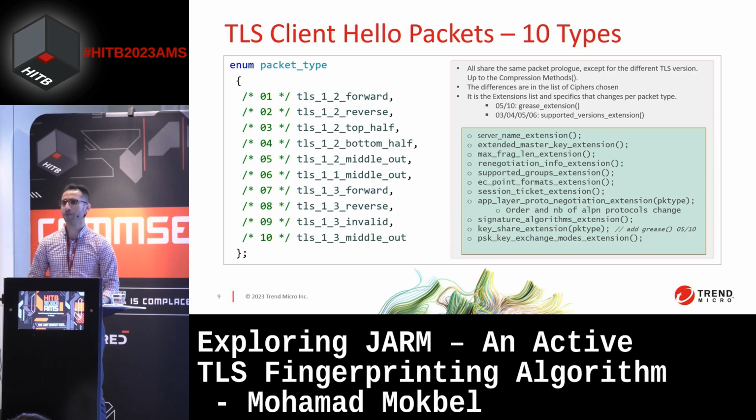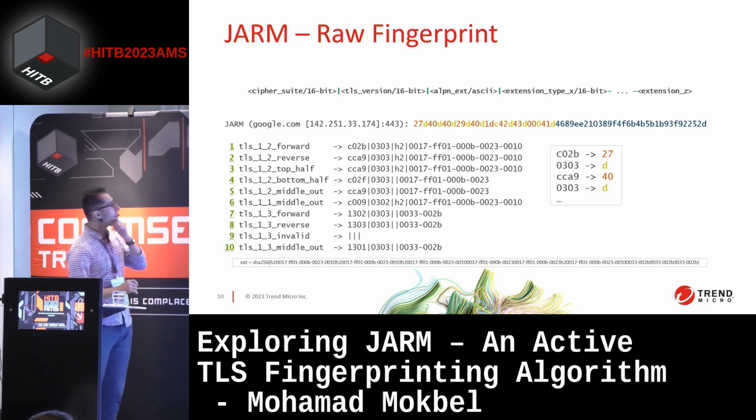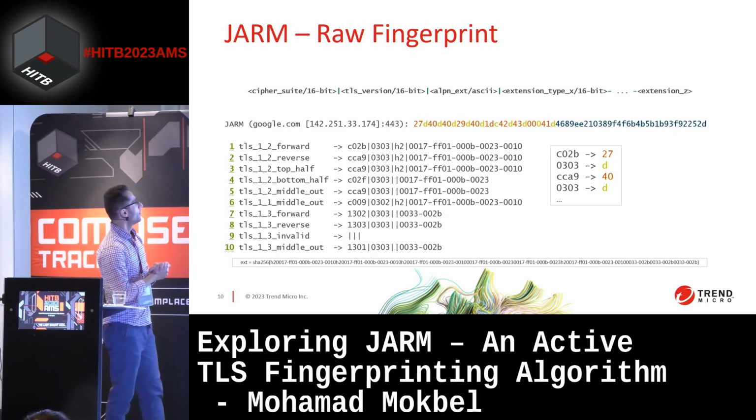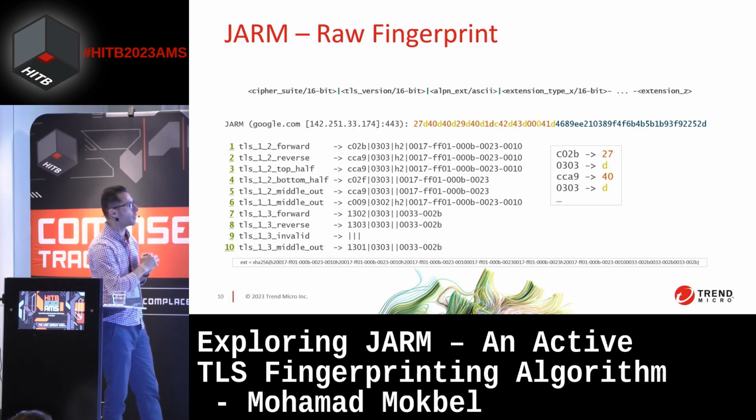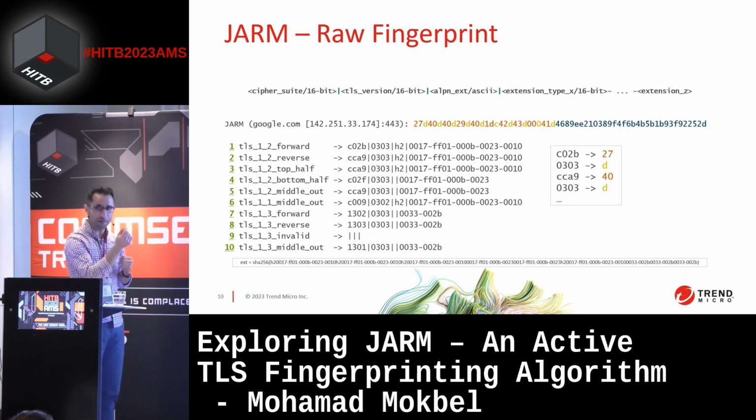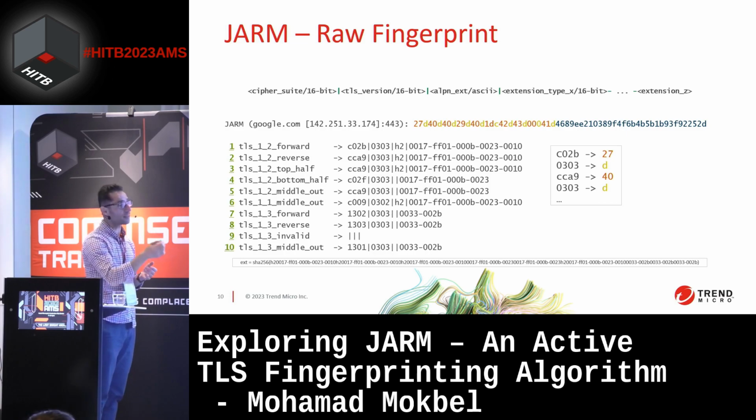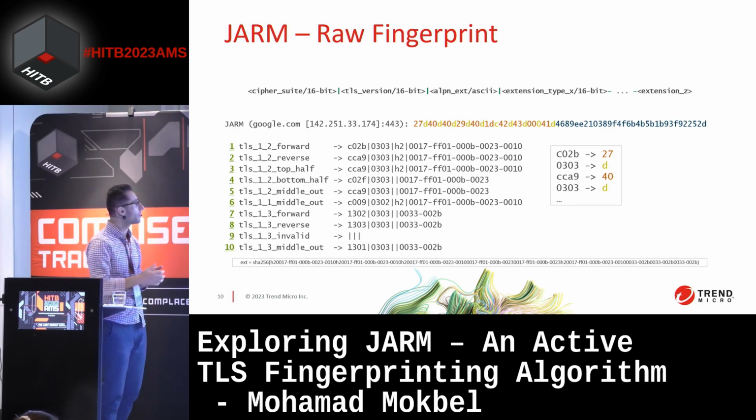Now we'll go to the raw fingerprint, how it looks in JARM. As you're parsing the server responses to those 10 specially crafted TLS client hello messages, you look at each server response and parse the cipher suite that it picked, the TLS version, the ALPN extension, and the rest of the extensions. By the rest of the extensions, I mean the type of the extension, not what the extension includes. You don't care about the value. And keep in mind that all of these are encoded in TLV format, type, length, value, so you know how to parse them at the binary level.